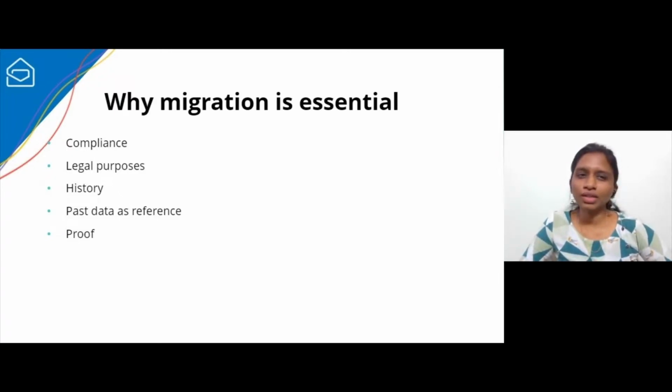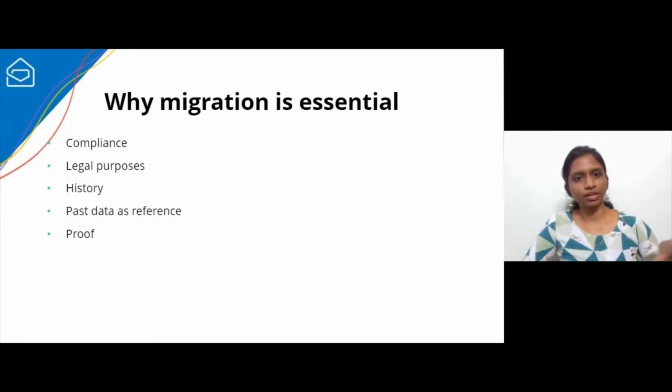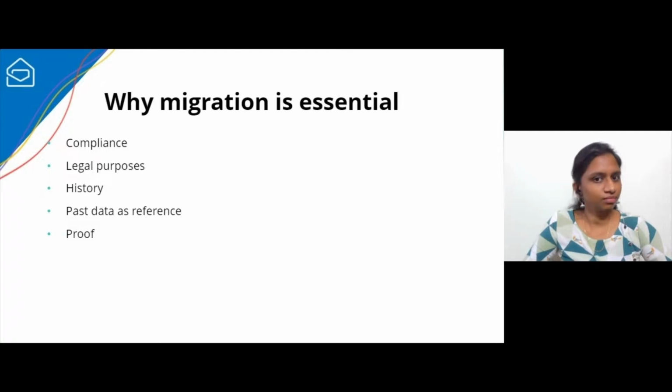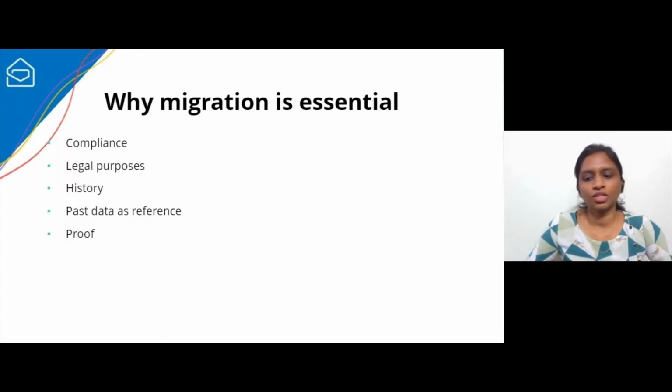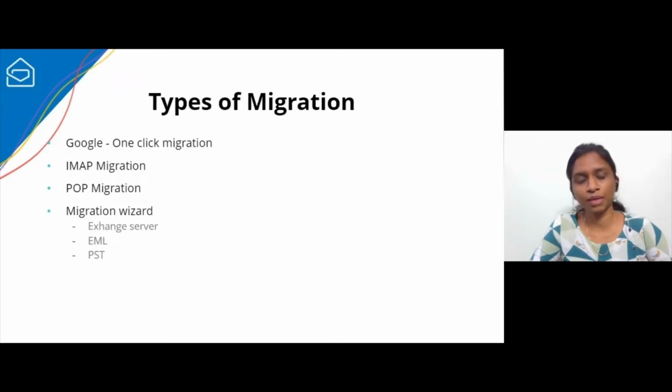So with all these sensitive data, you will not want to leave all those data in the previous server and move to a new provider server. That cannot happen. You obviously want your data to be migrated, right? So that's the basic essentiality of the migration option existing. So after knowing the essentiality of migration, let's see what are the types of migration we have. We have 4 different types, which is one-click, IMAP migration, POP, and migration wizard.